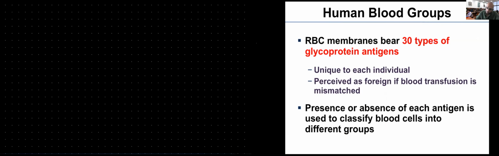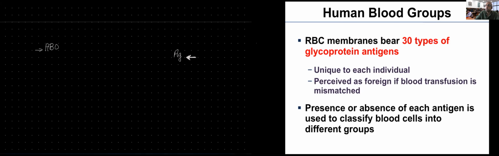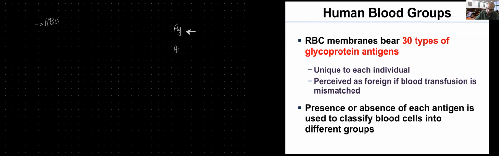Moving on to a really important topic, which is the human blood groups. In this topic, we are discussing two major blood groupings. First one is the ABO blood grouping. First thing we need to understand is what is an antigen. An antigen is a chemical molecule that can trigger an immunological response. This is what I call an antigen.